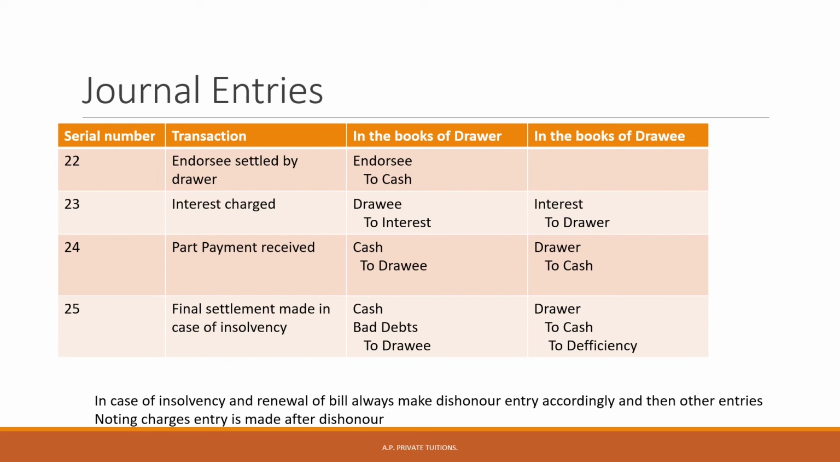Endorsee settled by the drawer. You can see the endorsee is not having any type of relation with the drawee. So in the books of drawee, you can see there is no entry.